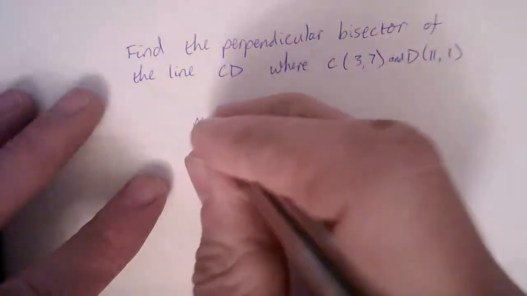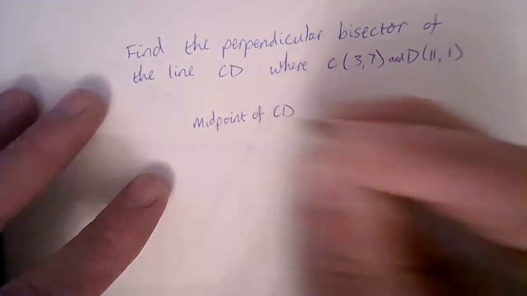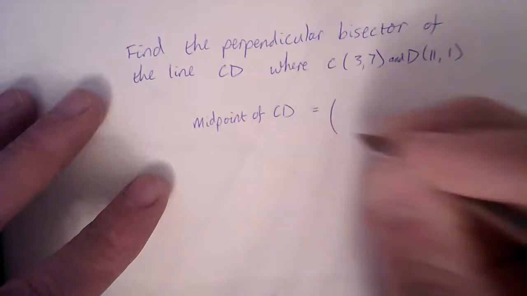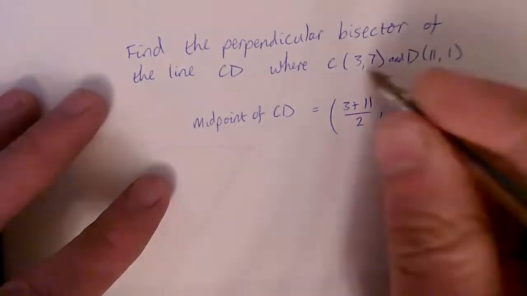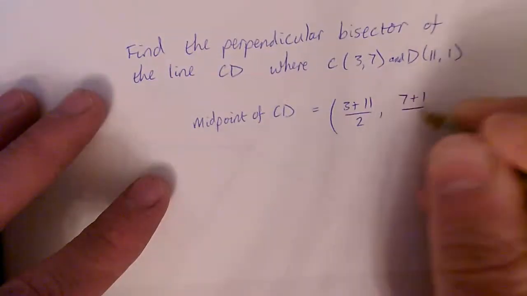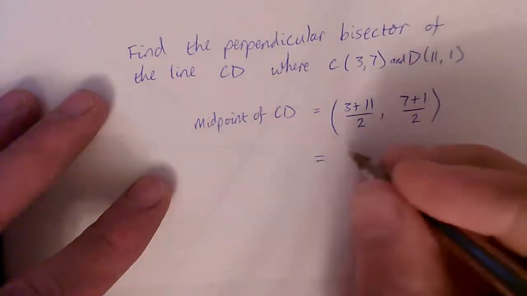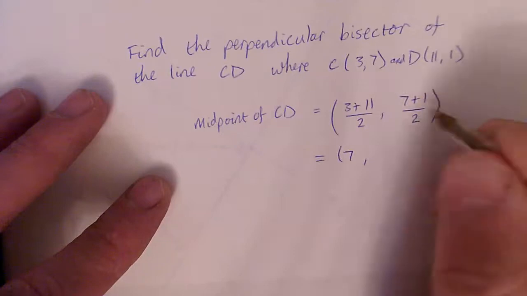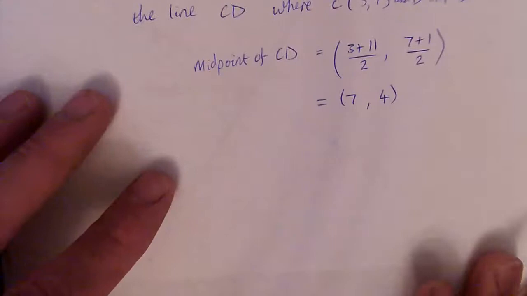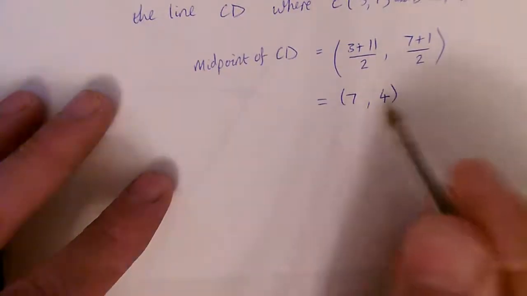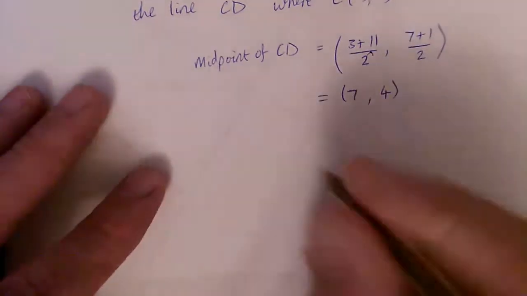So first thing, midpoint of CD, and that's equal to, remember that's the mean of the x coordinates, so 3 plus 11 over 2, and the mean of the y coordinates, 7 plus 1 over 2. So 3 plus 11 is 14, divided by 2 is 7. 7 plus 1 is 8, divided by 2 is 4. So there is our midpoint. I actually kept the midpoint looking reasonably nice in these numbers.